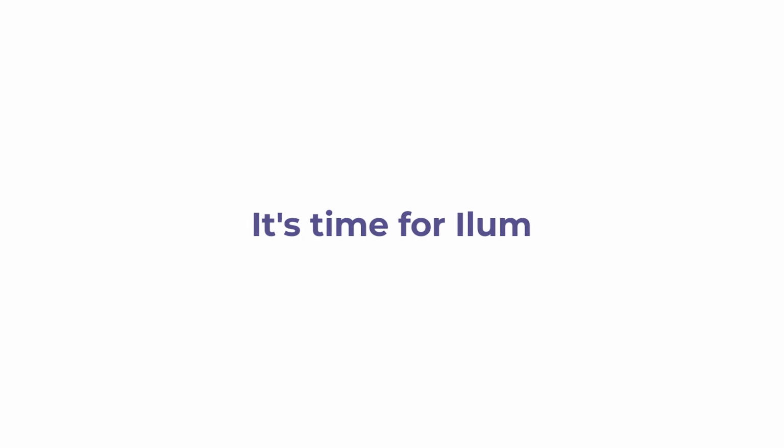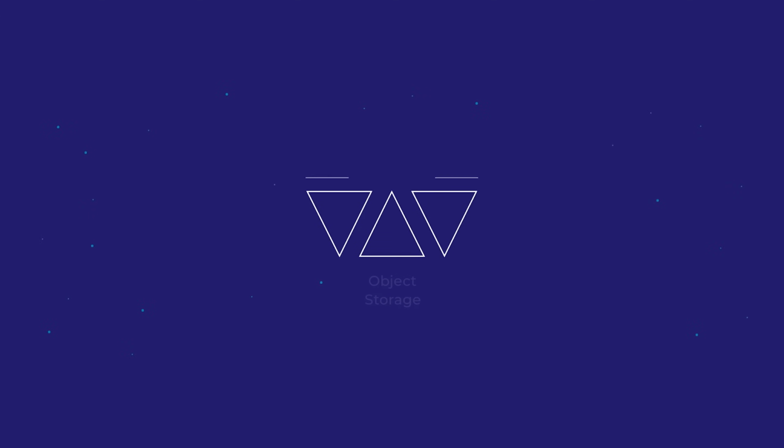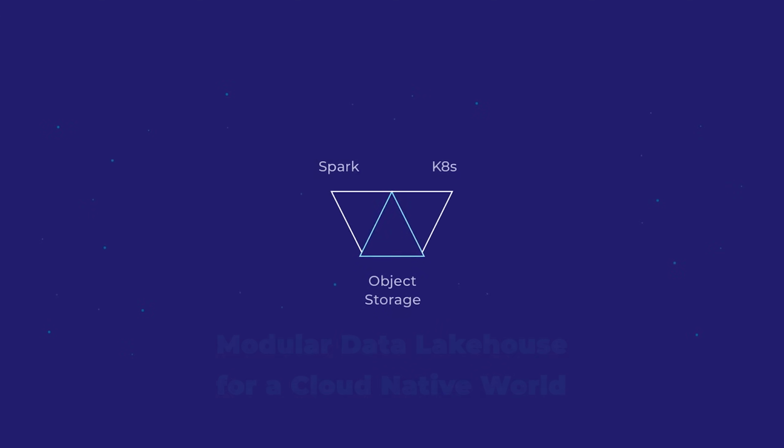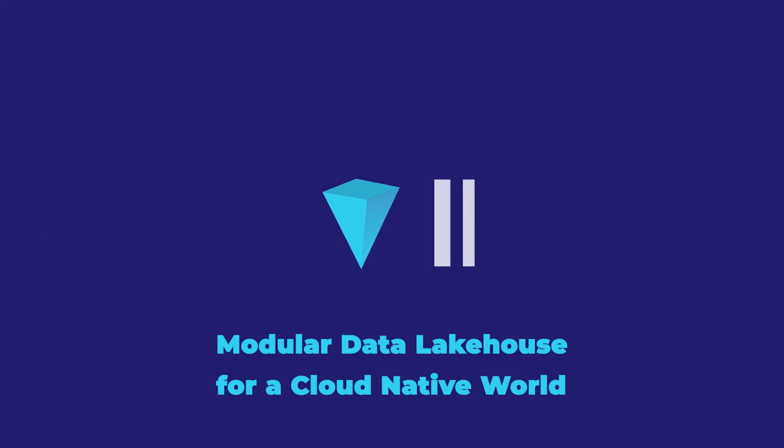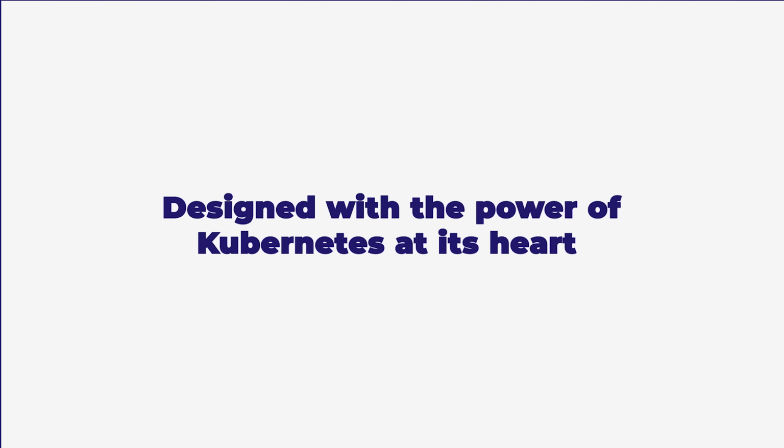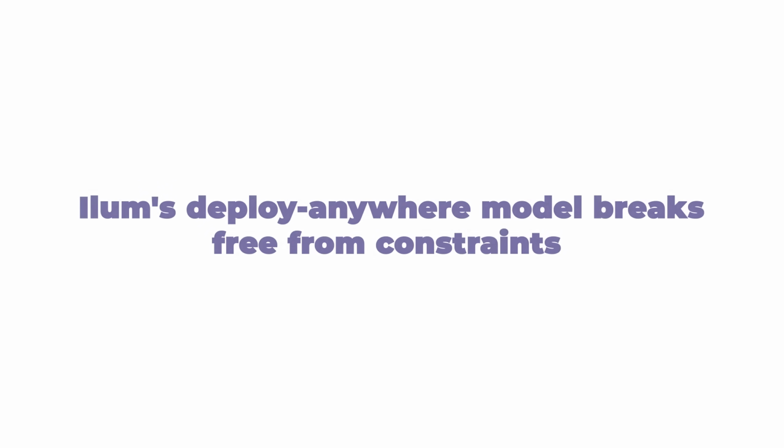It's time for Ilum. The power of Apache Spark, Kubernetes, and object storage in one place. The modular data lakehouse solution for a cloud-native world. Designed with the power of Kubernetes at its heart. Ilum's deploy anywhere model breaks free from constraints.